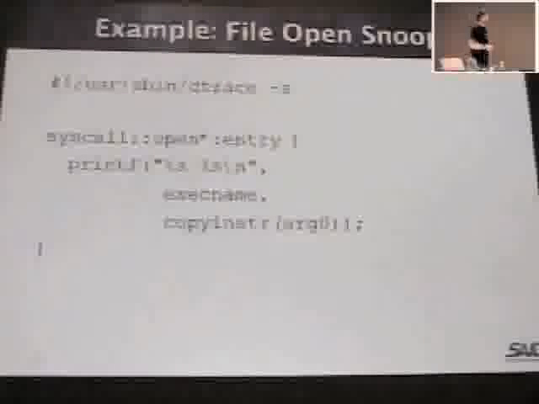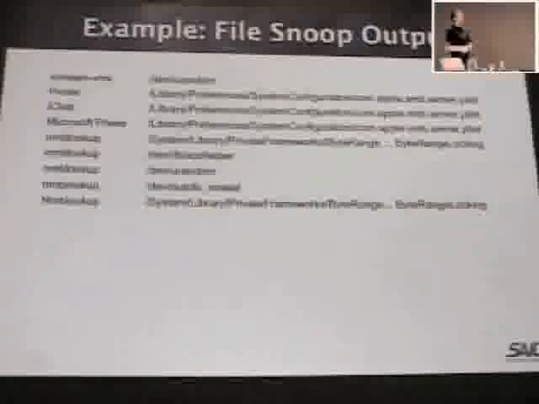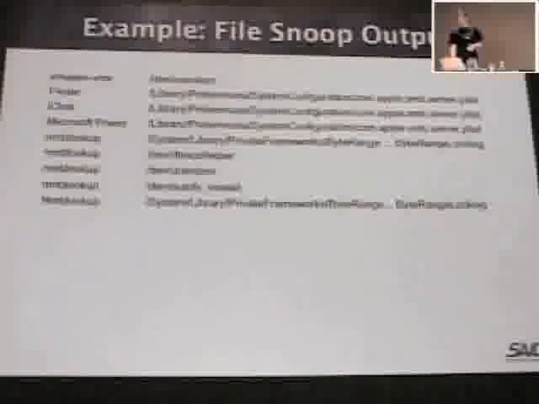Here's another, a file open snoop, right? So we run this little script, and we can see all the files that are being opened and by which applications. So you'll see something like this. Here's the application: VMware is opening dev urandom. iChat's opening some preferences files, and so on. So good for investigation.